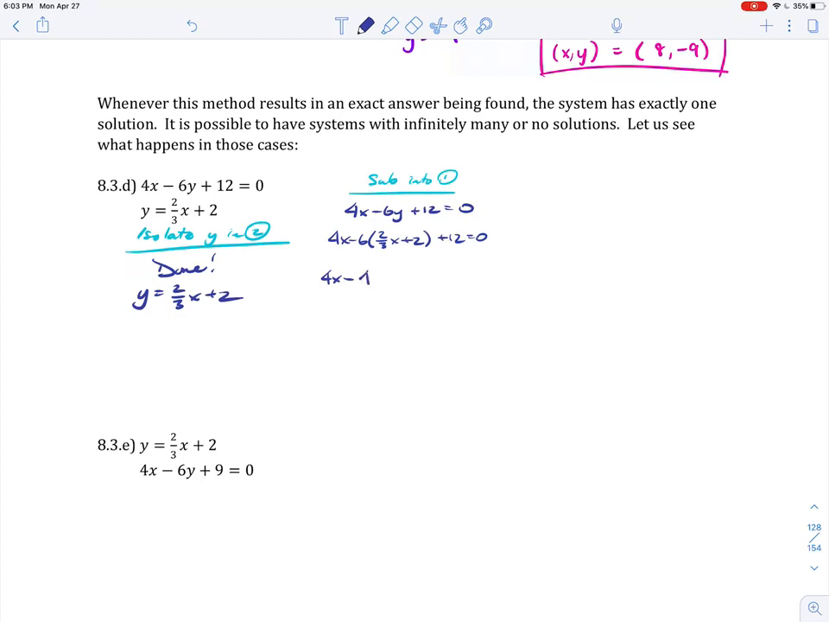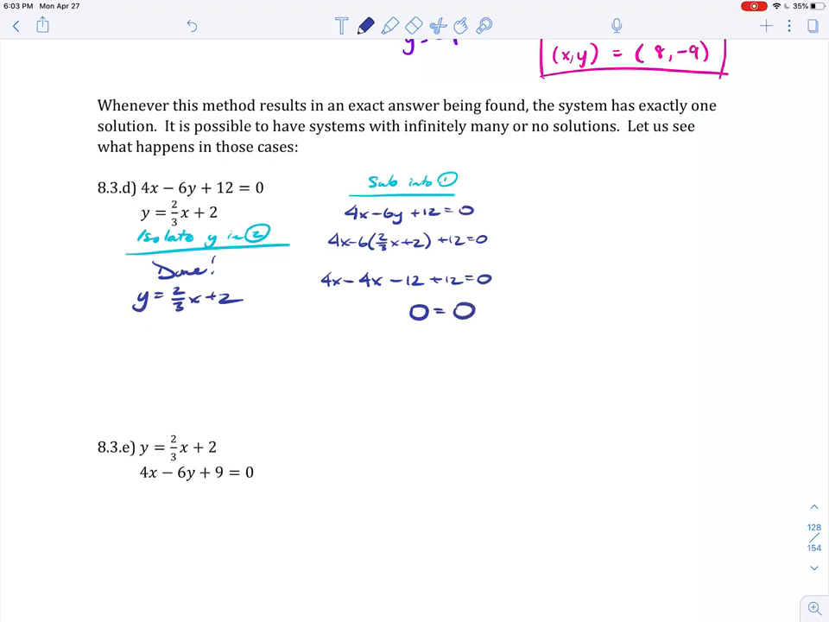Let's open up those brackets. Let's distribute 4x minus 6 times 2/3. What's 2/3 of 6? It's 4. And then negative 6 times 2 is negative 12, plus 12 equals 0. When we collect like terms, 4x minus 4x is 0, and negative 12 plus 12 is 0. We're getting 0 equals 0. Our variable's all gone. Where'd it go?